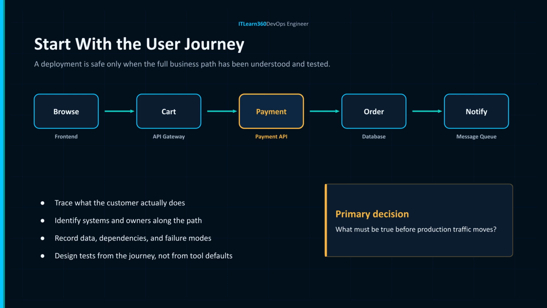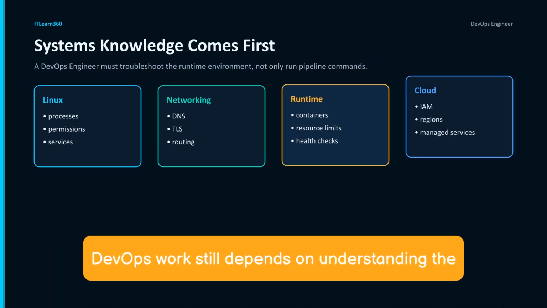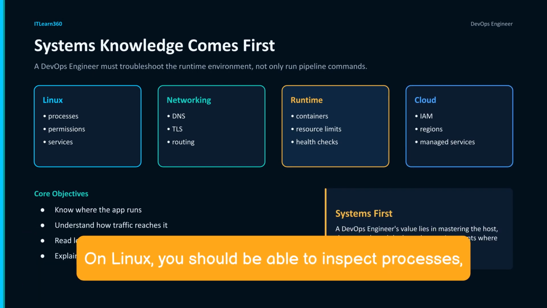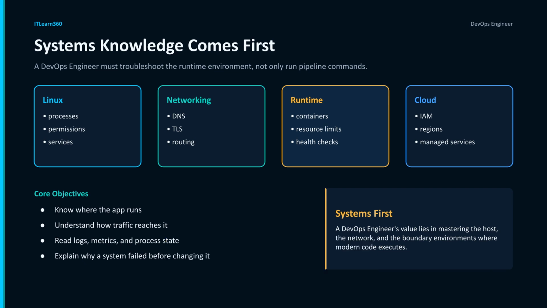To troubleshoot that journey in production, the engineer also needs systems knowledge that goes beyond pressing the deploy button. DevOps work still depends on understanding the runtime environment. On Linux, you should be able to inspect processes, permissions, services, files, and resource usage. In networking, understand DNS, TLS, routing, and the path a request takes between components. For containers, know health checks, resource limits, configuration, and runtime behavior.